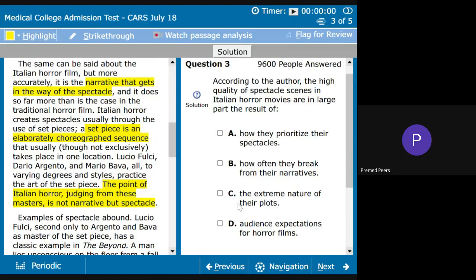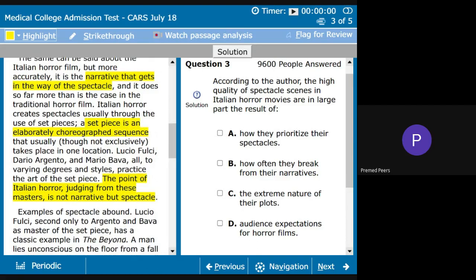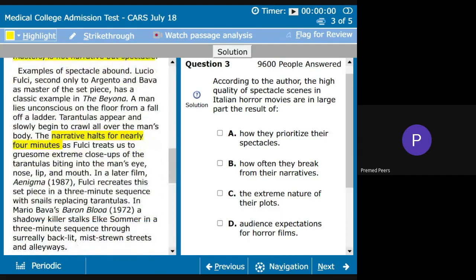For C, extreme nature of the plots. Again, the high quality of spectacle scenes, while they are described in pretty graphic detail, it doesn't really say that the extreme nature of any of the scenes is specifically related to why they're high quality. Moreover, it also mentions that the narrative is halted during those spectacle scenes. So that is incongruent with what the passage is saying.